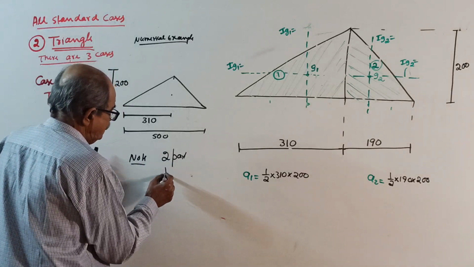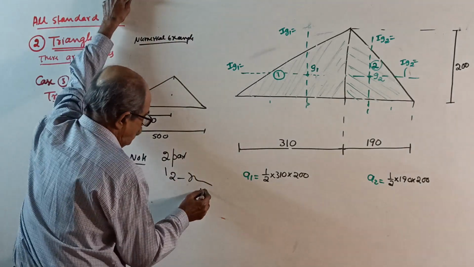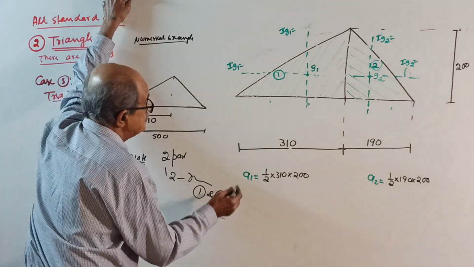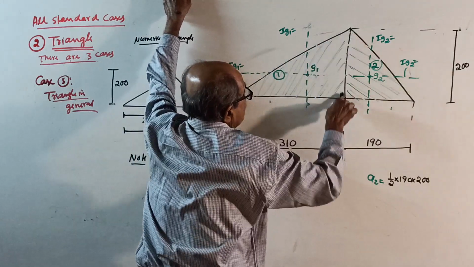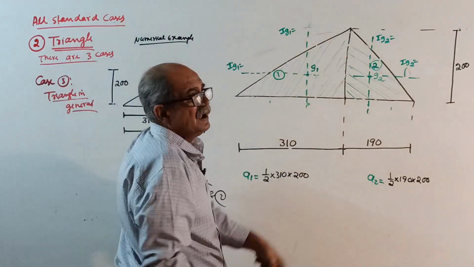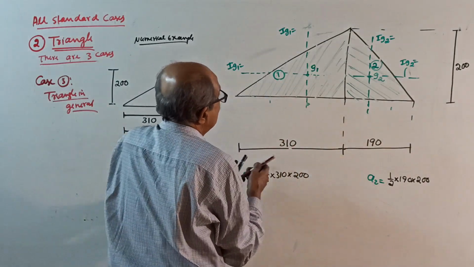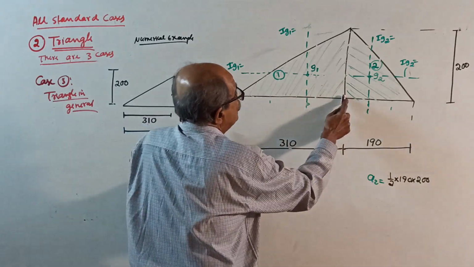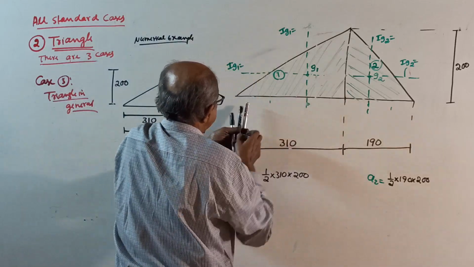Two parts, that is two right angle triangles, say 1 and 2, as shown. One triangle here, one triangle here. Now each of them consider separately. Okay, start. I will take one. See, 310, 200. So, see here, this is the right angle here.